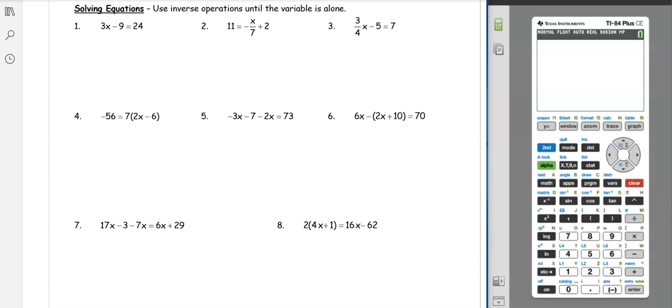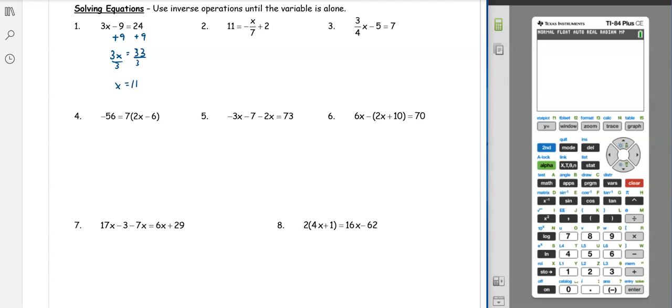So in number one, we have 3x minus 9 equals 24. In order to solve, we have to use inverse operations. So first we would add 9 to both sides of our equation. So we get 3x is equal to 33. Then because we're being multiplied by 3 with the x, we're going to divide by 3. So we get x equals 11.